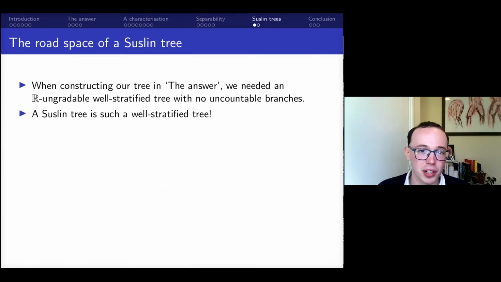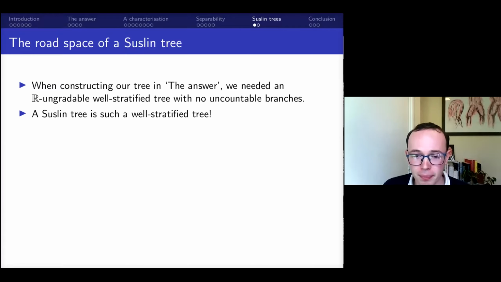Okay, in this last section, I'm going to be looking at a refinement of the main question motivated from a different direction. Now, when we were constructing our branchwise-real tree order with no continuous grading, what we needed was this R-gradable well-stratified tree with no uncountable branches. Perhaps some of you might have noticed that, in fact, a Suslin tree is such a well-stratified tree. So it's natural to ask, what happens if we take this road space of a Suslin tree?